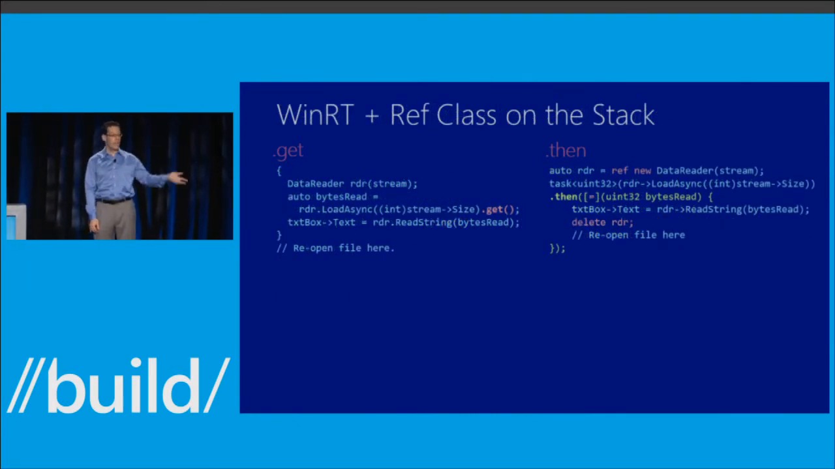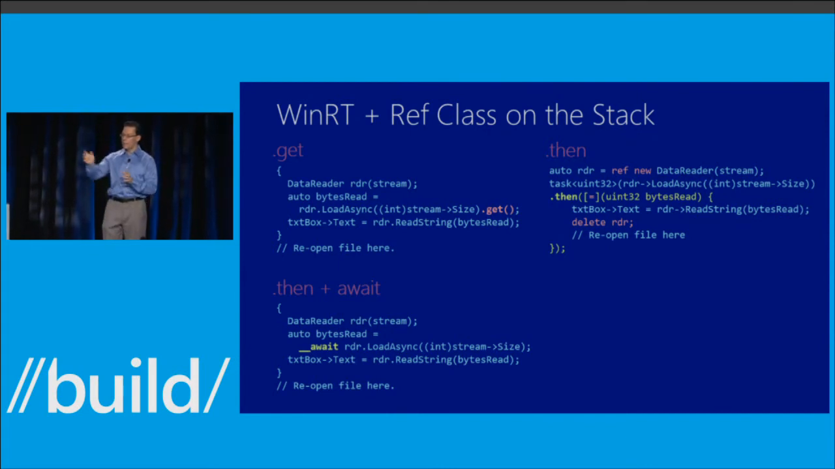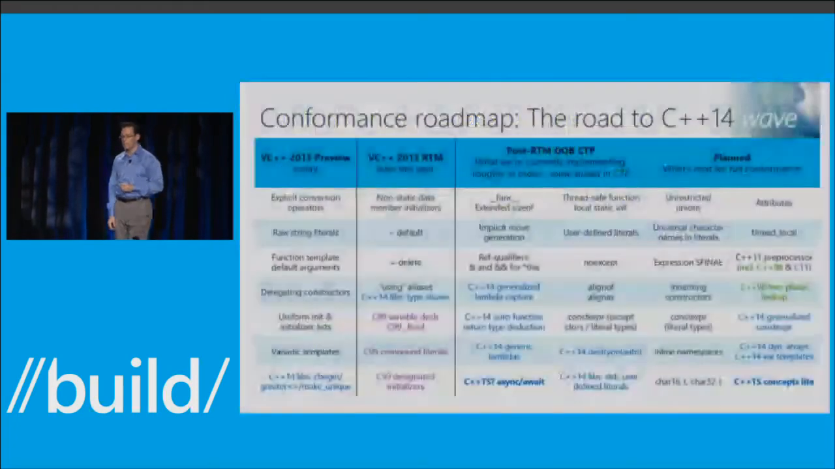And yes, I've been talking about C++/CX, so here's your one C++/CX slide to show it will work also with WinRT, ref class on the stack. You can avoid having to ref new a data reader and then have to explicitly delete it to get it to let go. You can just write your code as usual, but make it non-blocking by using await instead of .get. And this is a big step forward.